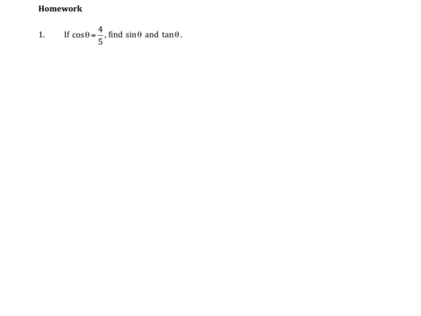If cosine of theta is 4/5, find sine of theta and tangent of theta. So in order to find sine of theta, I need to use the Pythagorean identity. That is sine square of theta plus cosine square of theta, which is (4/5) square, is equal to 1.